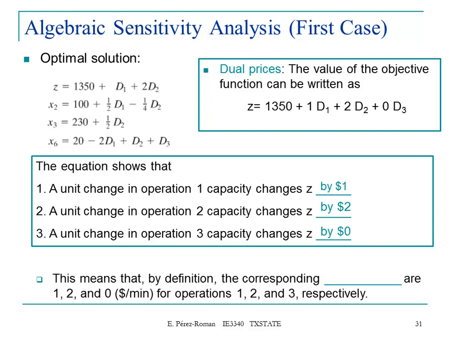Okay? So this means that by definition, the corresponding dual prices are 1, 2, and 0 dollars per minute for operations 1, 2, and 3, respectively. Okay? And as I mentioned earlier, this is the type of analysis that you will tend to do when you're looking at operations research models in industry. So it's not only that you find the optimal solution, you want to see also how the solution will change if you decide to change your capacities in terms of your operations.